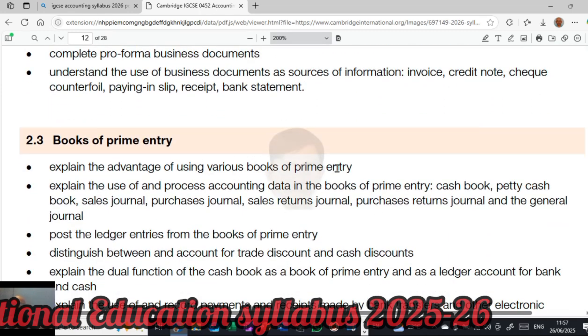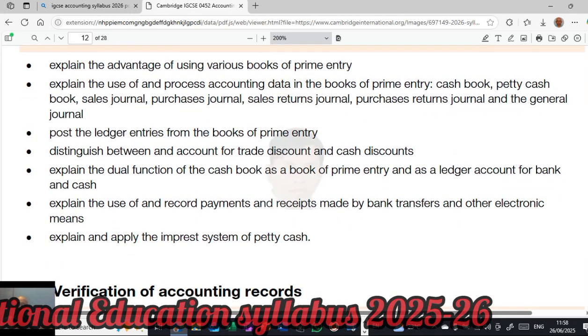Explain the use and process of accounting data in the books of prime entry: cash book, petty cash book, sales and purchase journals, sales return journal, purchase return journal, and the ledger entries from the books of prime entry. Distinguish between trade discount and cash discounts, and explain the difference between the cash book, books of prime entry and the ledger. Then explain the use of and record payments and receipts made by bank transfers or electronic means. Explain and apply the imprest system of petty cash.